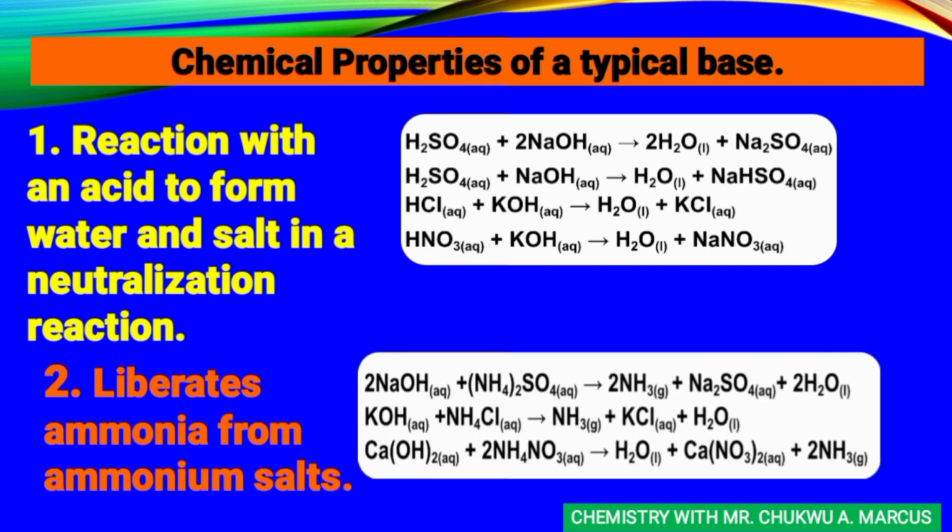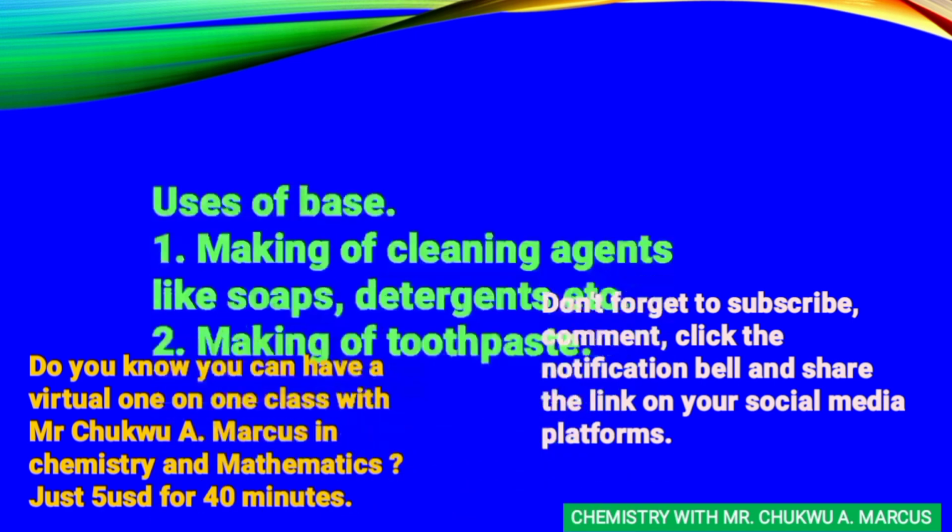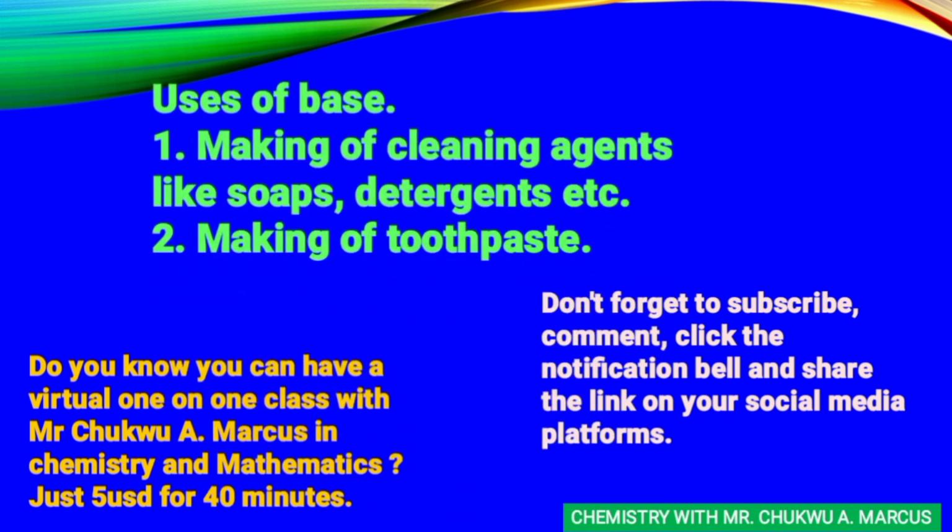Okay, they liberate ammonia from ammonium salts. In chemistry practicals, WAEC, NECO, sometimes they can say that hydroxide, something like sodium hydroxide, is added to a salt and heated. They will ask you to heat it. When you heat it, the smell is going to give you an ammonia smell, a choking smell. So you confirm that there is ammonium ion there. Okay, for the uses of bases, we have making of cleaning agents like soaps, detergents, and making of toothpaste.